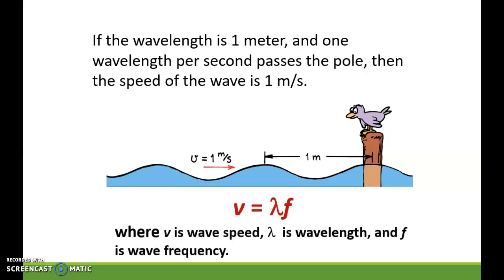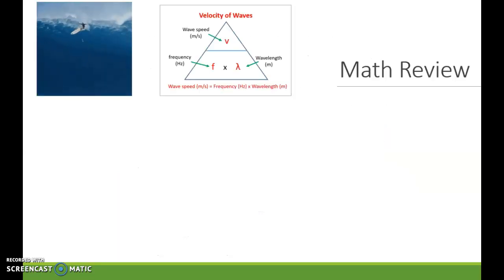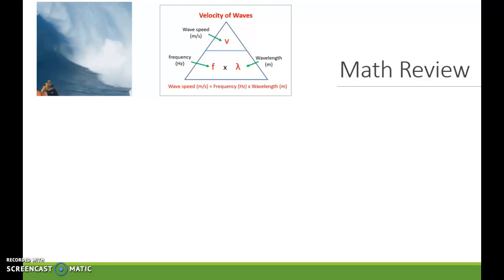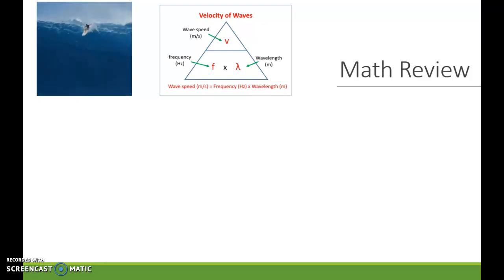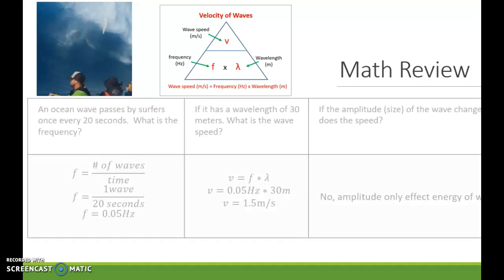Where v is wave speed, lambda is wavelength, and f is wave frequency. So remember that formula. That formula will come up again this week. Same formula. Recall the math of the formula, how we use that, just like the triangle we've seen before. Wave speed, meters a second, that's your v. Frequency is in hertz, that's your f. And lambda, that's the Greek symbol for wavelength, that's in meters.